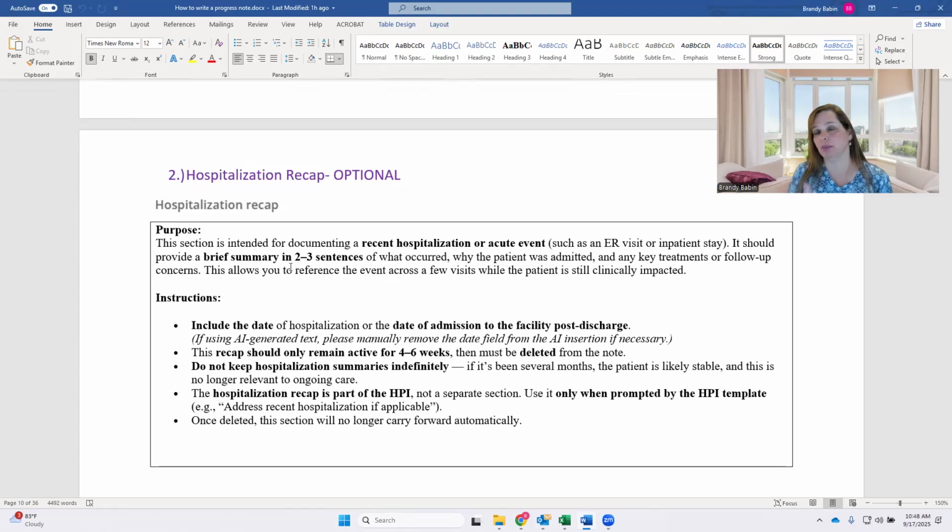And is it a left hip or a right hip? Is it a total hip or is it an ORIF? Are there staples? Are there sutures? So they want to remember some of that. So this was a section that was made. It's not necessary. You can see there's no red asterisk. It is part of the HPI. It does have a header that says hospitalization recap, and it is just a brief information of what happened during the hospitalization of the patient.